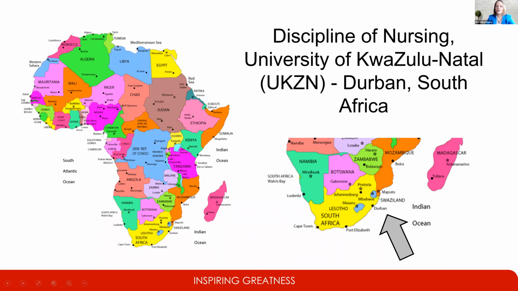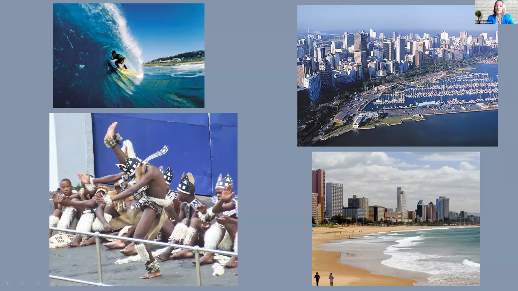So I just wanted to show you where I am from. If you look at the map of Africa, South Africa is right down at the bottom. And if you look at the arrow, that's where Durban is, on the east coast of South Africa. I have a few pictures here just to show you what my city is like. There are lots of beautiful beaches, and it's quite a big city in South Africa.